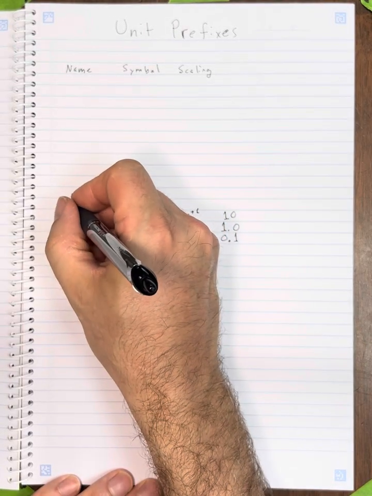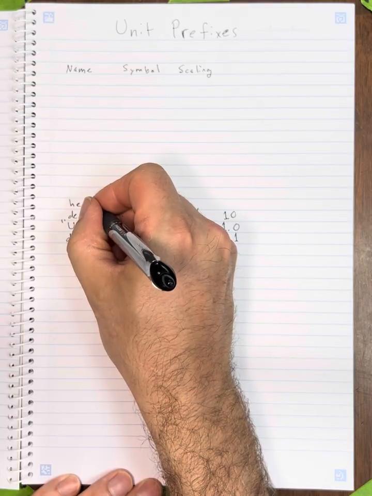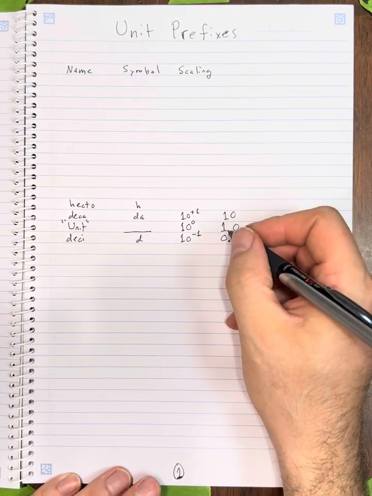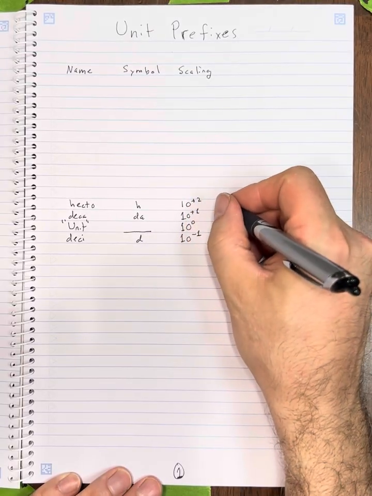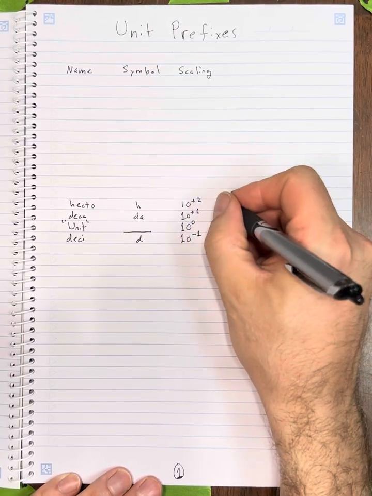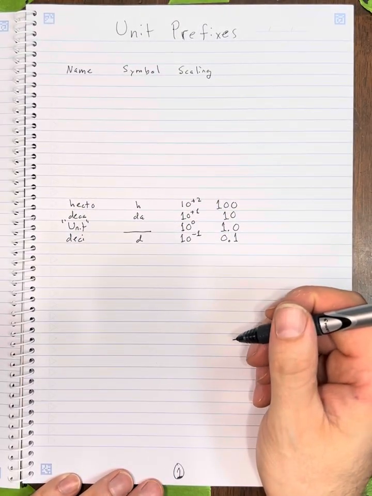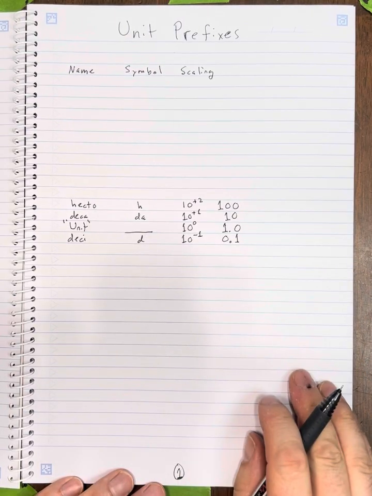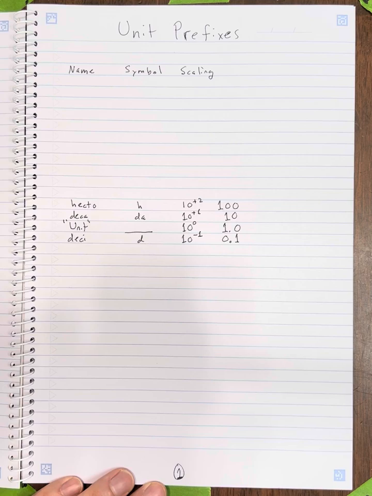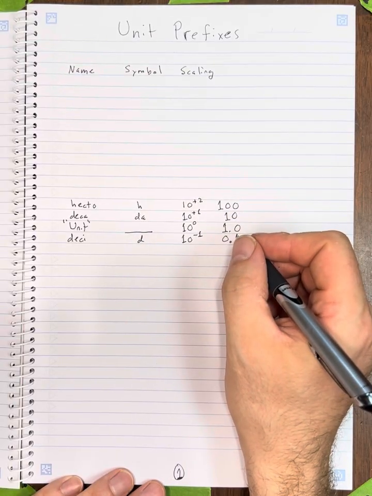Okay, so next up from deca is hecto with an H. So that is 10 to the plus 2, which is the same as 100. Hecto, you're most likely to hear about in terms of hectares, which is 100 metric acres. But that's a thing that we'll get to when we're talking about compound units.